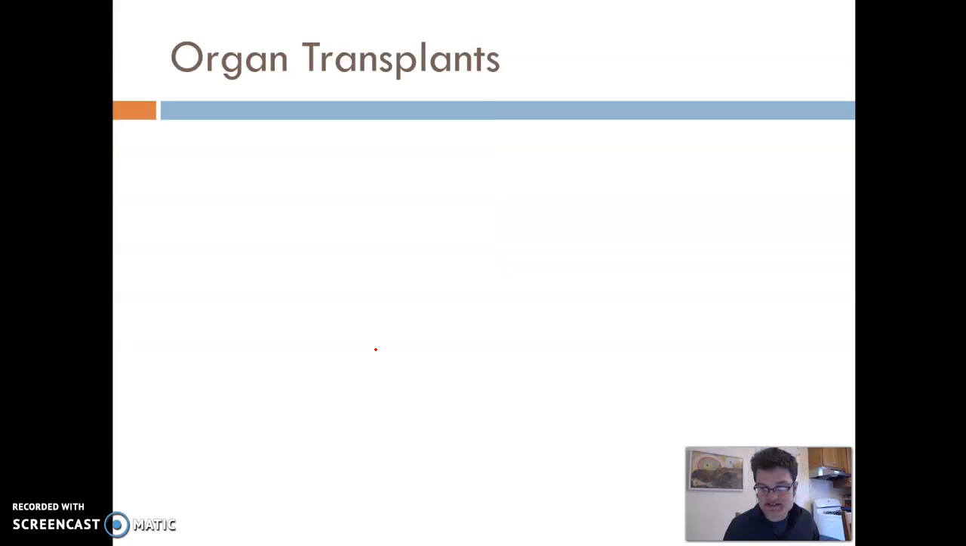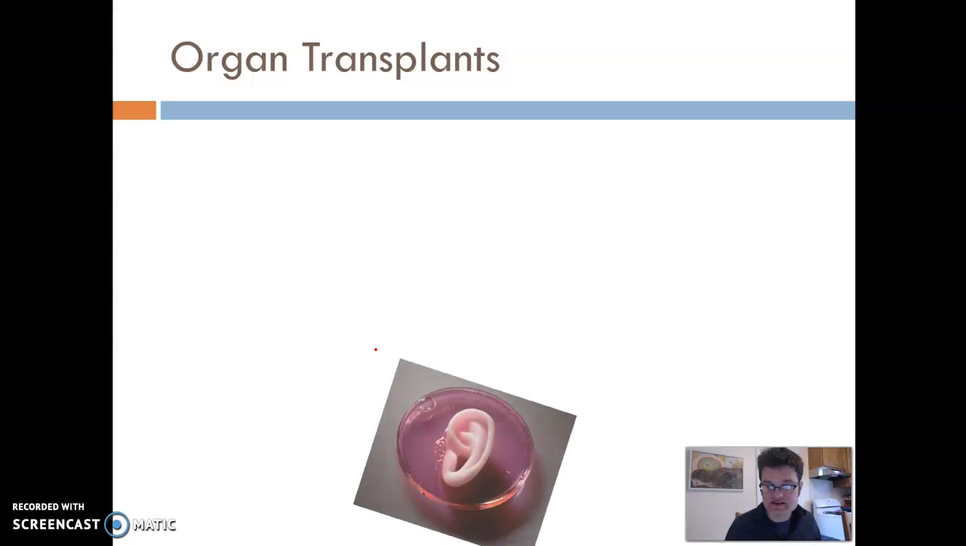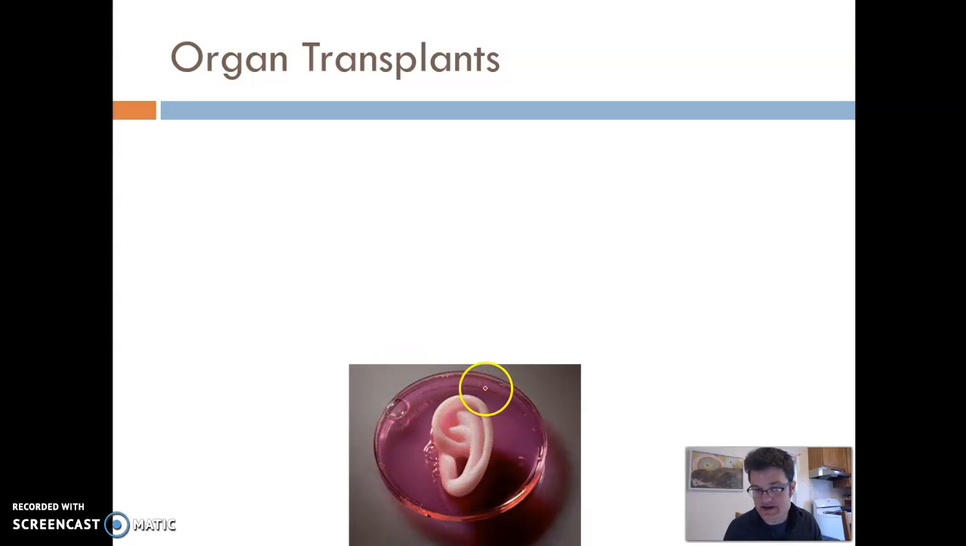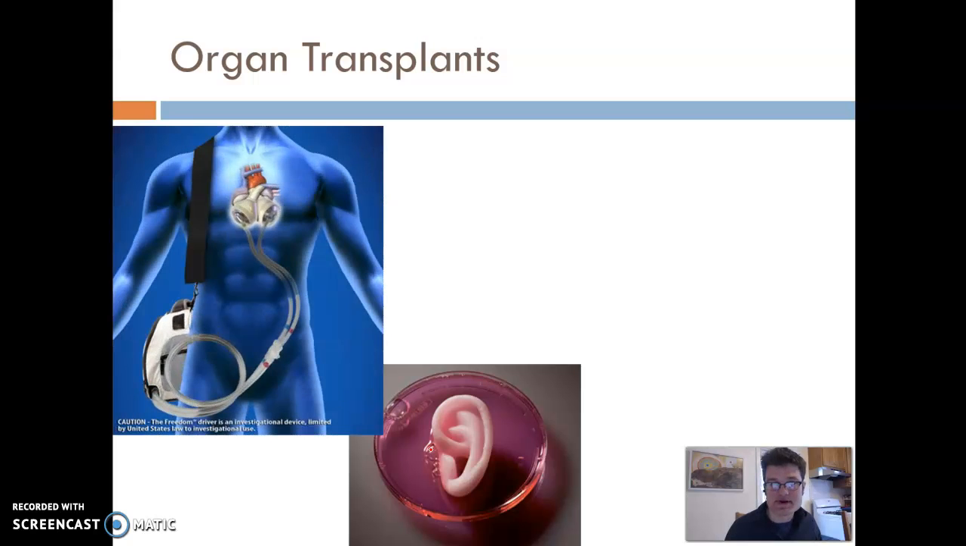Organ transplants. So here's the fun one that everyone likes to see. We're growing an ear in a petri dish. All right, this isn't the only thing that's out there. You're going to see many different things that we're going to go through when we get into this unit. But even the idea of, say, the artificial heart.